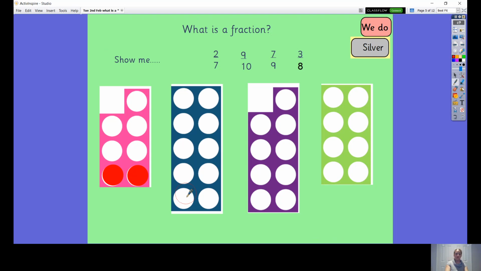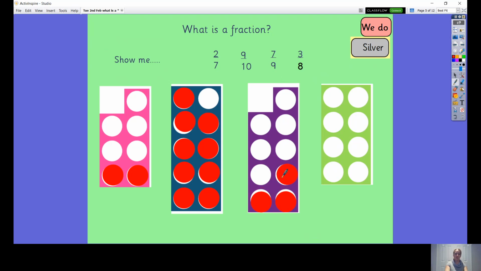Okay, so you should have some shapes with some shading on, and your shape with 10 squares in should have 9 of them shaded. Okay, and then here I've got a shape with 9 equal pieces because it's 9 for a denominator, and I've got to shade 7 of them. So I'm going to do 1, 2, 3, 4, 5, 6, 7. It could be any 7. I've just chosen to do them together to sort of make them a bit easier to count.